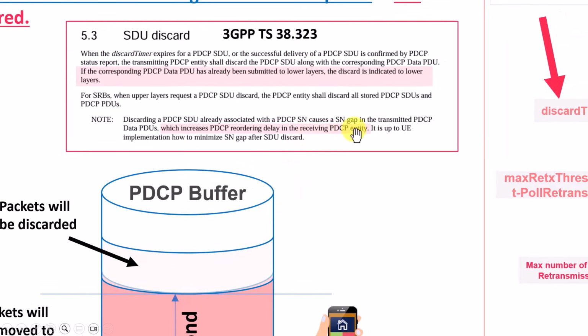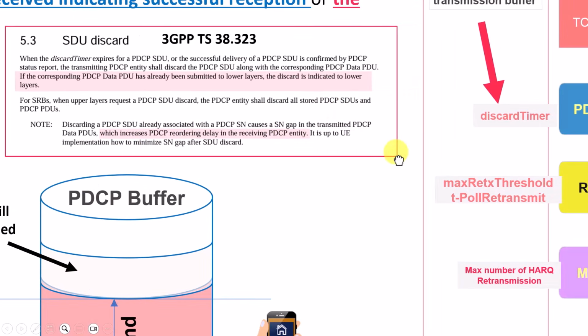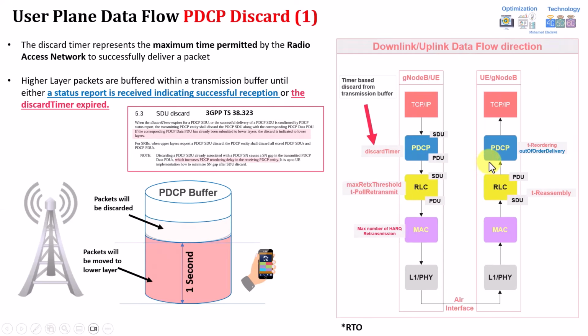So in case this one is discarded because of the discard timer, assume the discard time is very low, this can cause a gap in your flow, right? It can cause a gap in the sequence number. This means the receiver will be receiving sequence numbers 1, 2, and 4. So this 3 will already be discarded from the PDCP layer. So this will start the reordering at the receiver.